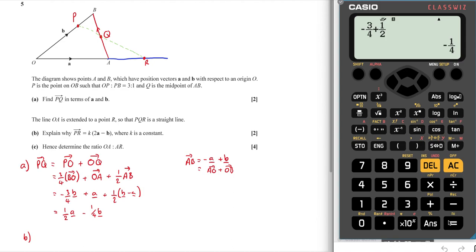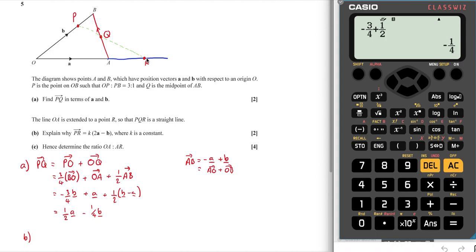And then the reason I've spotted that is because the question says explain why PR is k lots of 2A minus B. So what I was thinking was P to Q and Q to R are collinear. Those of you who remember doing GCSE vectors questions will remember collinear vectors cropped up all the time. You had to prove things were collinear, and you did that by proving that the lines were parallel and they went through the same point. Well, the same things apply here. These lines have to be parallel if it's a straight line.